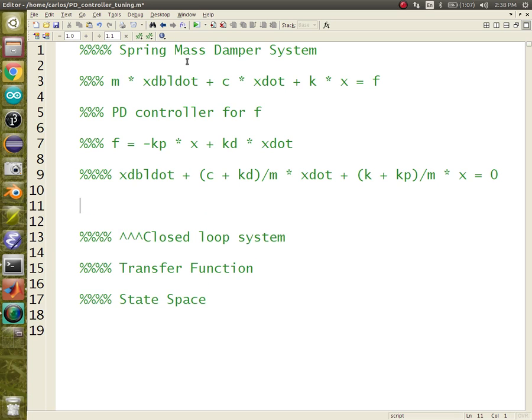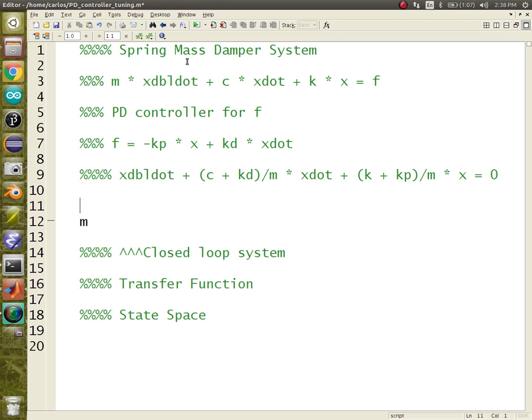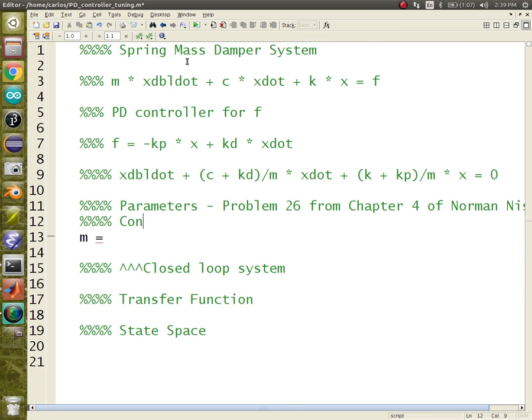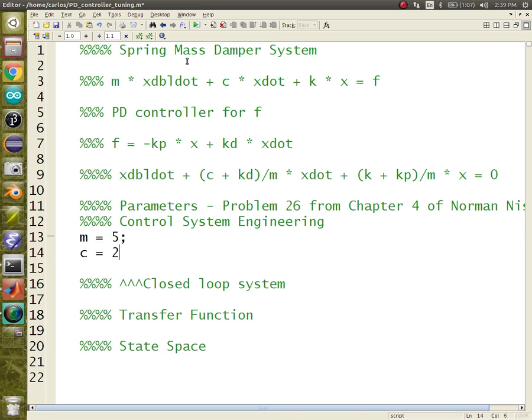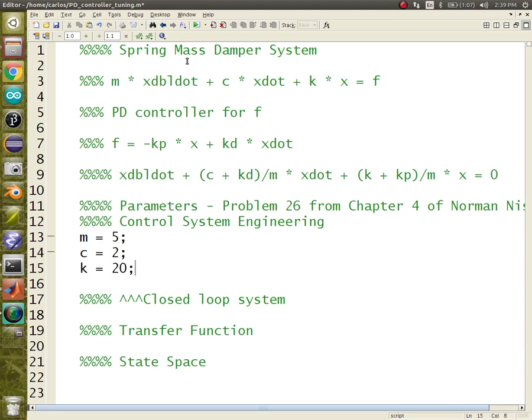Now before we move on though, let's plug in all of my parameters. So I'm going to put my parameters here. I'm using problem 26 from chapter 4 of, if you're watching this and you're not in my controls class, this is Norman Nise, Control Systems Engineering. Okay, so M in this problem is 5. C is 2, and then K is 20.